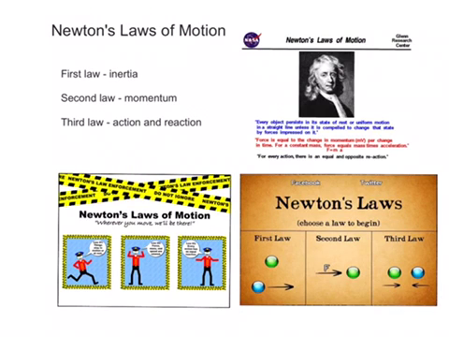Another aspect of linear kinetics are Newton's laws of motion. So he had three laws, and the first one deals with inertia. We already talked about inertia. So again, if an object's at rest, it tends to stay at rest. If it's moving, it tends to stay moving, unless there's other forces that change that.